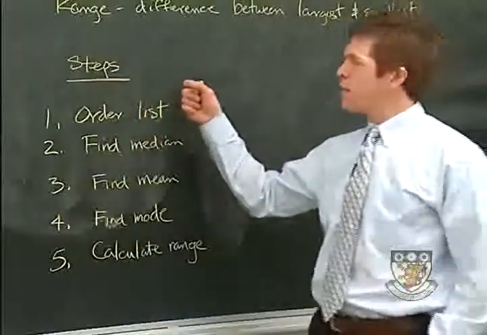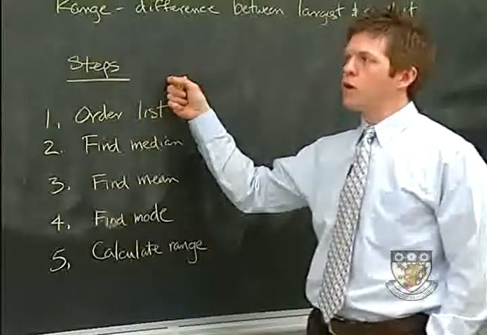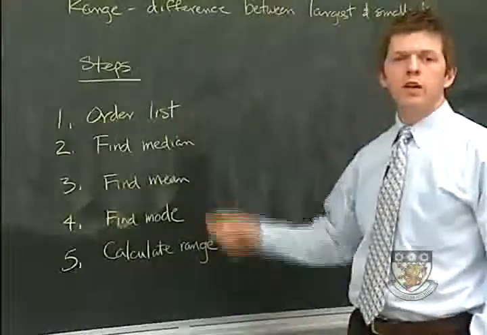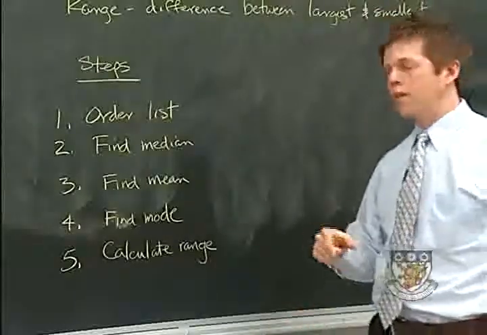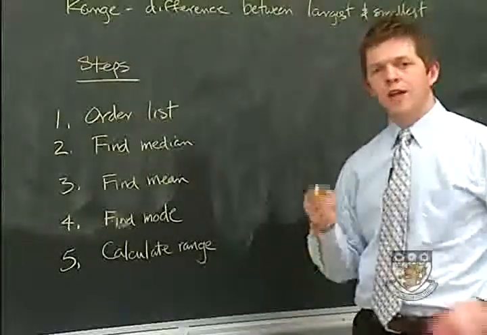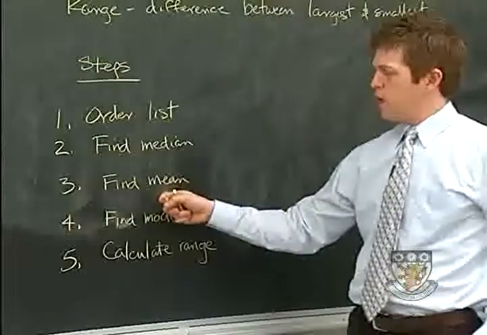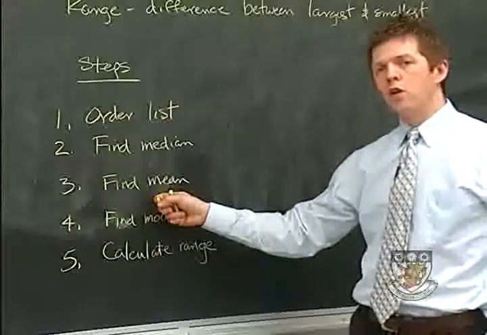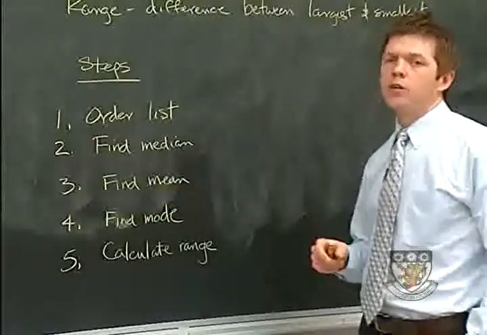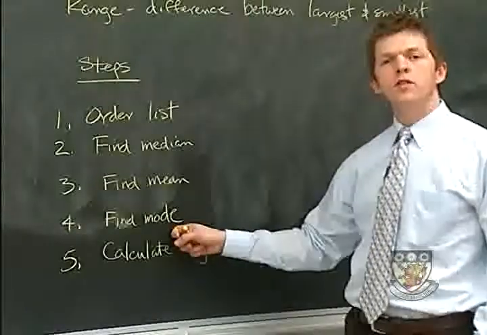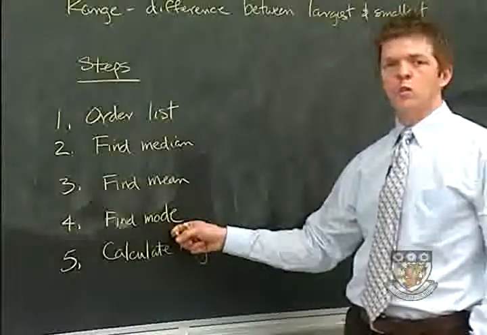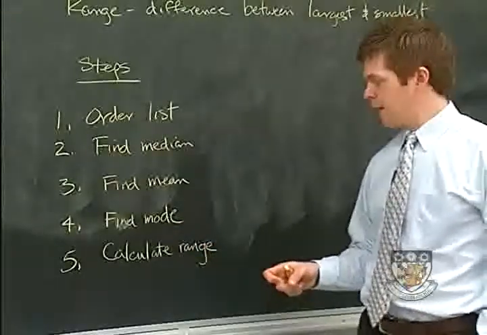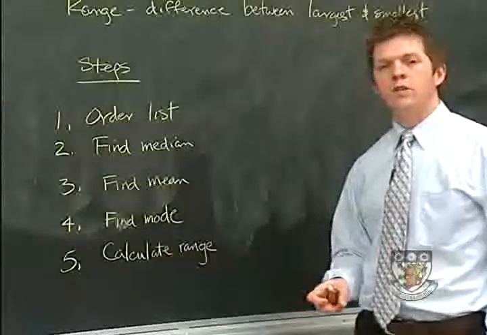There are 5 different steps that we have to take when working with these 4 concepts. First, you order your list. You put it in ascending order from the smallest to largest. Then you find your median, the exact middle. Then you have the mean, which is the average. We found earlier how to find average: you take the total of all your entries divided by the total number of entries. Then you look and find your mode. The mode will be very obvious once you have your list ordered, and that'll be the most common number. Then you calculate your range.